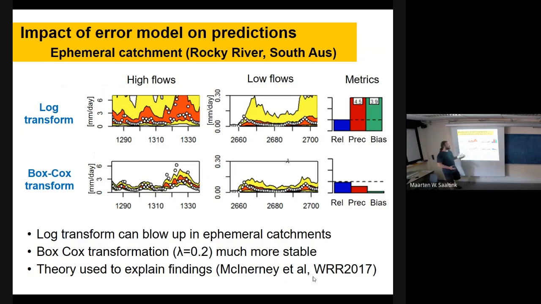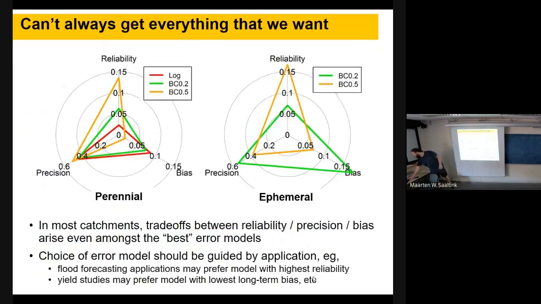If you're interested in the reasons for why this happens, essentially it's to do with how sensitive the logarithm function is near zero. And so when you have ephemeral catchments with lots of zeros or close to zero flows, then this becomes quite sensitive and not very robust. When we back off a little bit, with a weaker transformation, that problem disappears, which is, I think, quite an interesting finding. So you think that that's everything there is to it, but we also found quite an interesting result: we can't always get everything that we want.